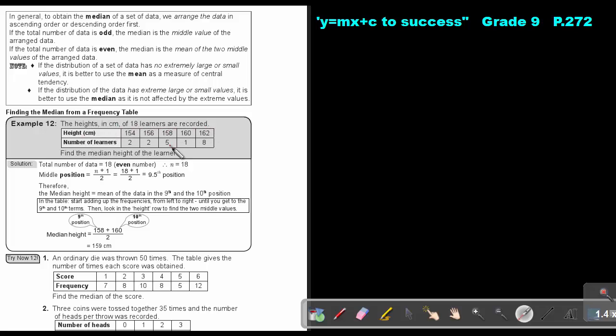Okay, that is the height. Now let me show you, and I'm going to explain it here also. It actually means this data, and I'm going to write it out for you. That means there's 2 people with 154. Okay, there's 2 people with 156. There's 5 people with 158.